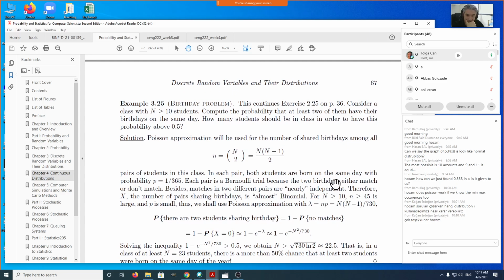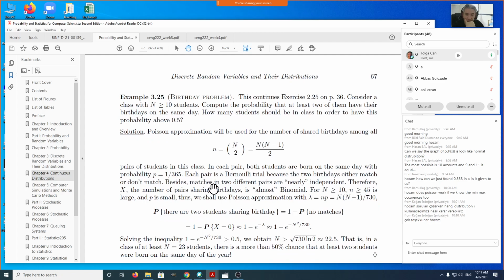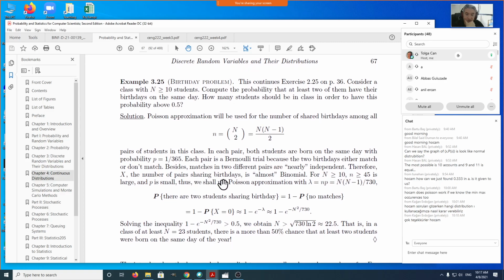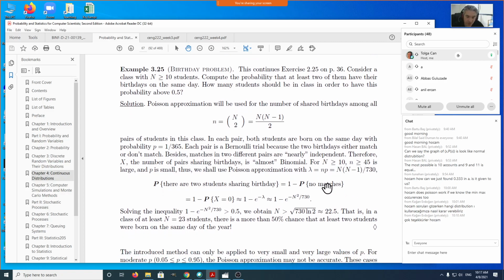Now, here each pair is a Bernoulli trial, either they match or don't match. And besides, matches in 2 different pairs are nearly independent. We can think about that. And therefore, the number of pairs sharing birthdays is almost binomial with n choose 2 trials, which in the case of n equal to 10 is going to be 45. So we use the Poisson approximation with roughly n times p, which is going to be this number. If you multiply the number of trials by 1 over 365, this is our Poisson random variable.